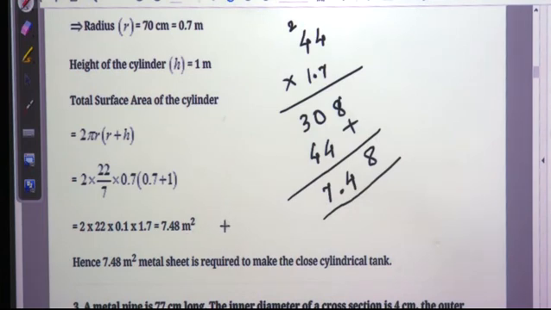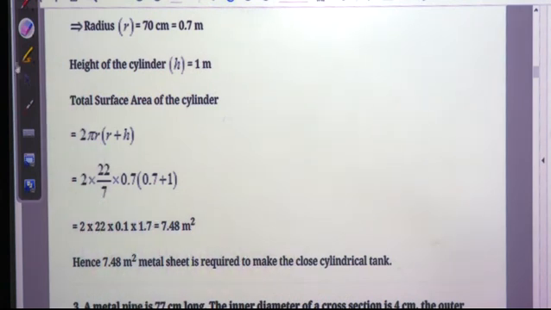What is 7.48 meters square? 7.48 meters square of metal sheet is required to make the closed cylindrical tank. The cylindrical tank which is closed, how much metal sheet is required? 7.48 meters square. Okay. Proceeding to the next question.